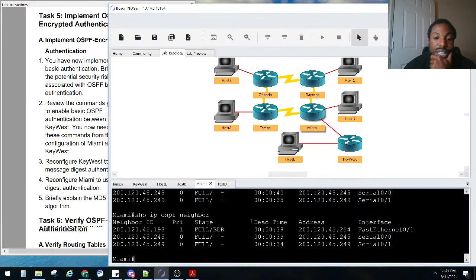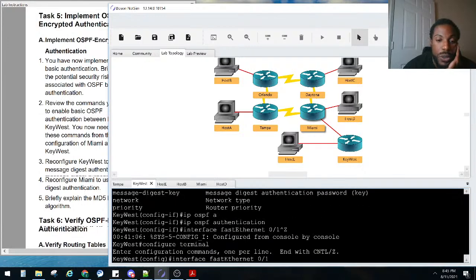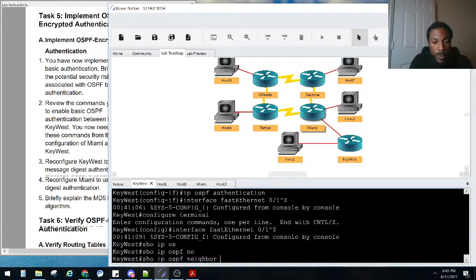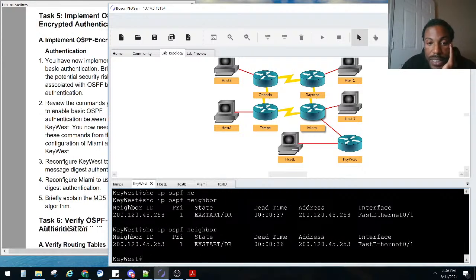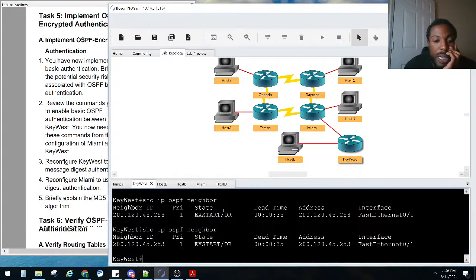He's still not seeing a neighbor yet. He should have 4 neighbors, right? Let's go back to Key West and see what happened. Show IP OSPF neighbor. It's still set to ExStart. Was it 0/1? It was 0/1. What's going on here? What did we do wrong here? I know we're doing something wrong here.